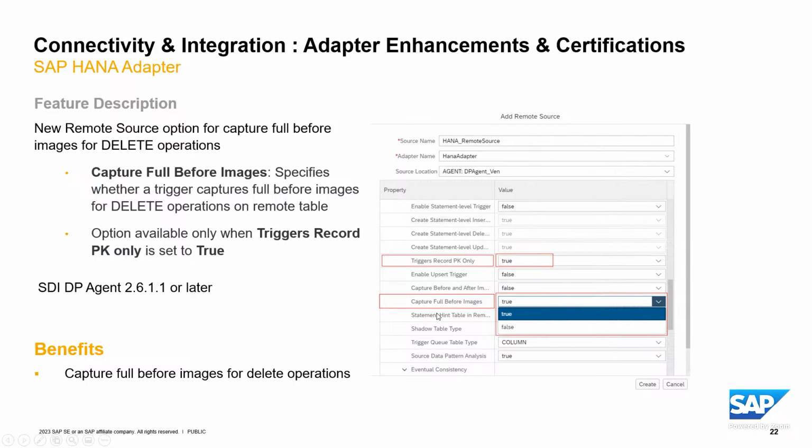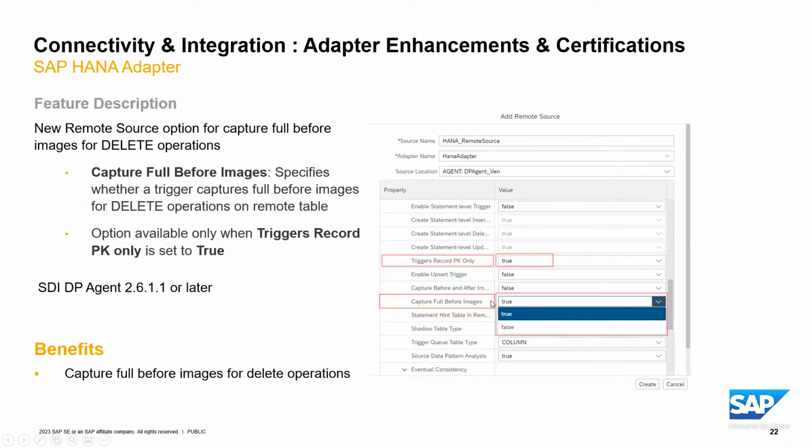There is a new parameter called capture full before images. By default it is false, but if you need it, you can set it to true. If you set it to true, this specifies a trigger to capture full before images for delete operations on the remote table. For all the deletes happening on the remote table, you can capture the before images.